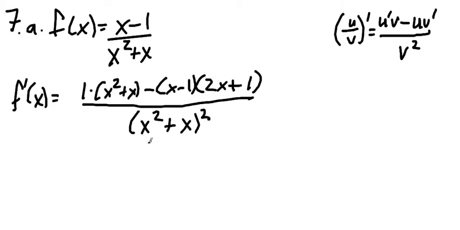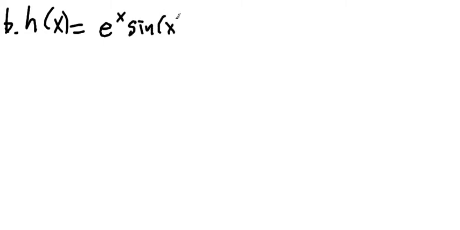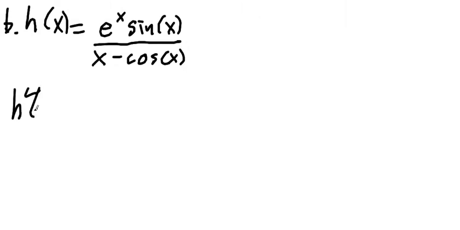Let's look at b. I'm going to erase this because this will take some space. b gives us the function h of x is equal to e to the x times sine of x all over x minus cosine of x. So this is, again, a quotient rule problem. So we start taking the derivative. And the first part of the quotient rule says take the derivative of the top. Well, the top is a product, e to the x times sine of x. So that means I have to apply the product rule when differentiating this.